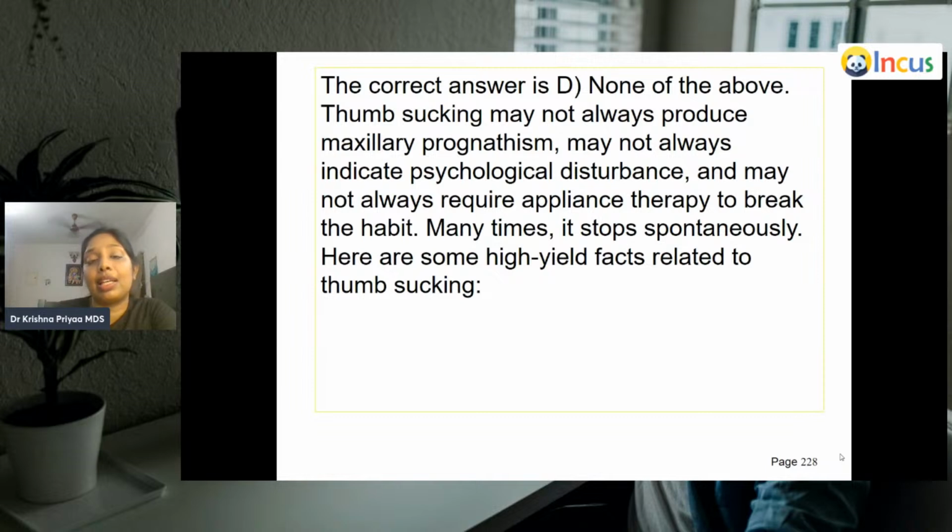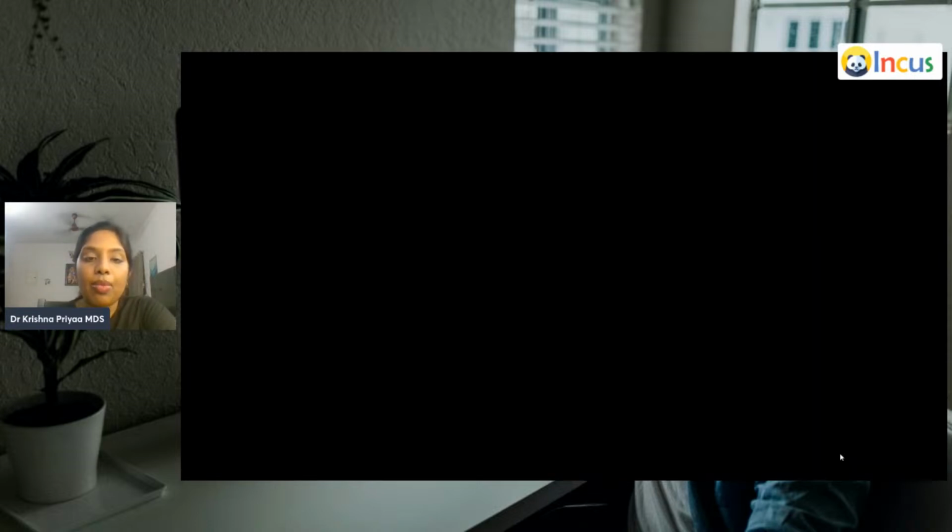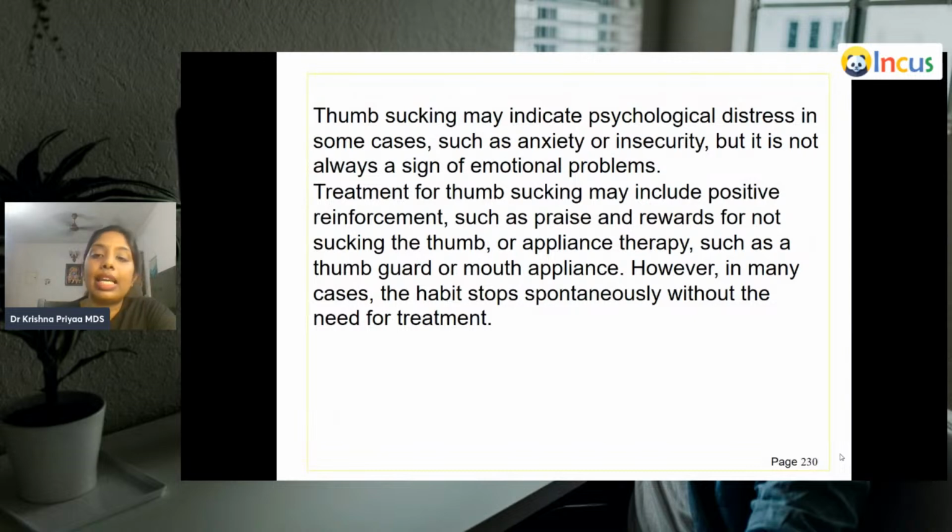So it may not always be a psychological disturbance, or it may not always require an appliance therapy to break it, but instead it can also stop on its own. It is a common habit, and generally it stops around the age of 4. Prolonged thumb sucking may cause severe side effects, but generally it stops by 4. Sometimes it may also indicate psychological distress, such as extreme anxiety or insecurity. The treatment can include positive reinforcement, that is, giving a gift or something rewarding to the patient so that they don't continue with the habit, or sometimes appliance therapy can also be used.